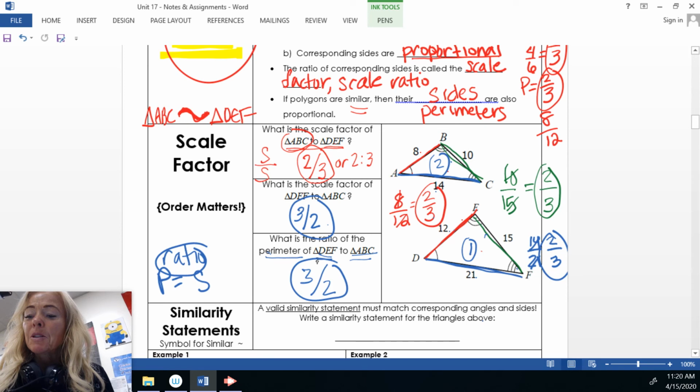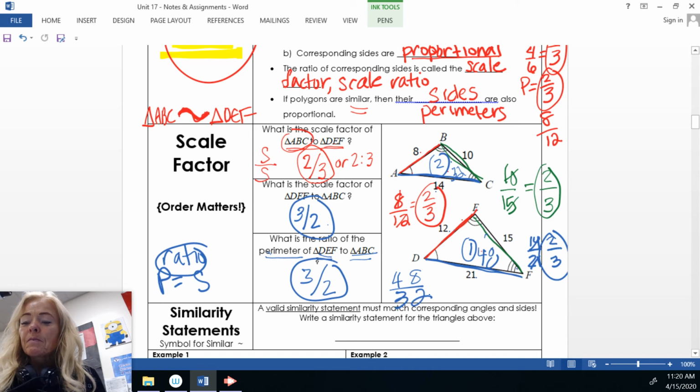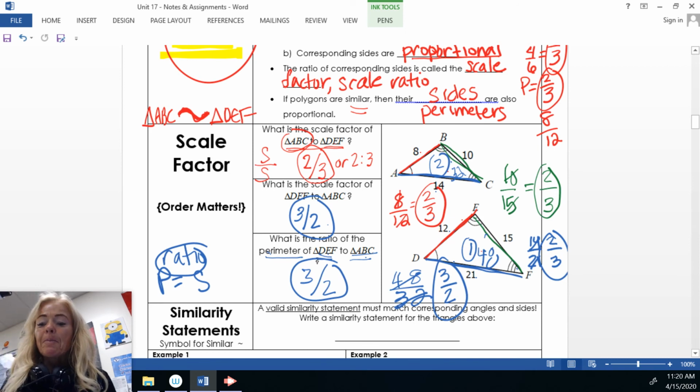So 12 plus 15 plus 21, 48 is the perimeter of the big triangle, and 22 plus 10 is 32 is the perimeter of the second triangle. So if I take the DEF to ABC perimeters, I can divide out, what can you divide out of 12? Nope, I can divide out 16. 16 into 48 is 3, and 16 into 32 is 2. So you note that their perimeter ratio is also the same.